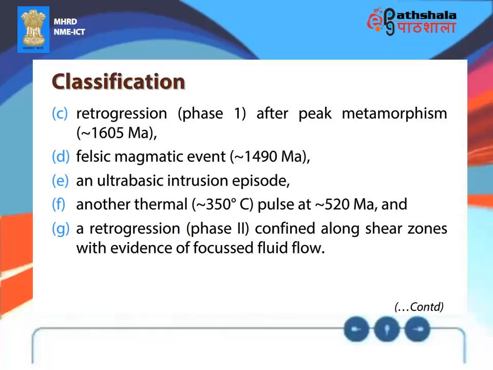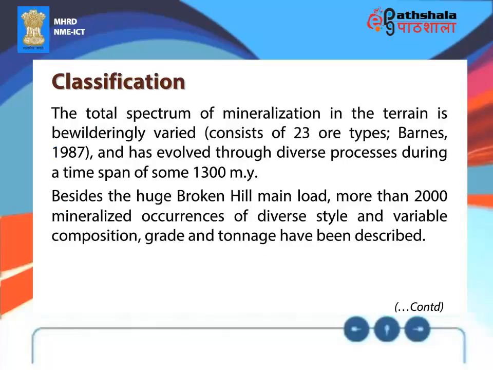E. An ultrabasic intrusion episode. F. Another thermal pulse of approximately 350 degrees centigrade at approximately 520 million years, and a retrogression phase 2 confined along shear zones with evidence of focused fluid flow. The total spectrum of mineralization in the terrain is bewilderingly varied, consists of 23 ore types (Bone, 1987), and has evolved through diverse processes during a time span of some 1,300 million years.